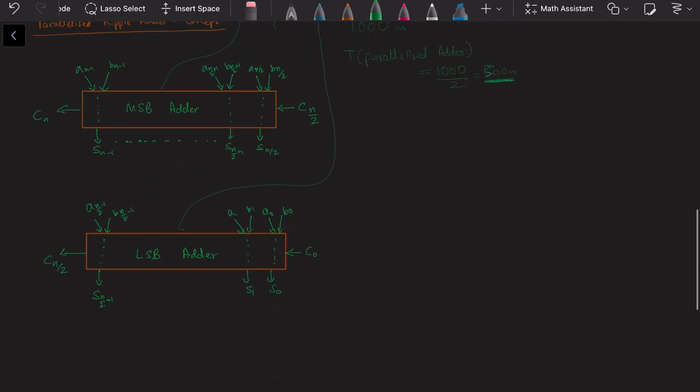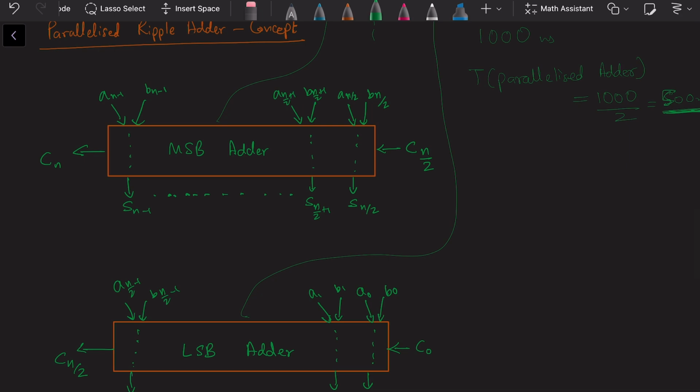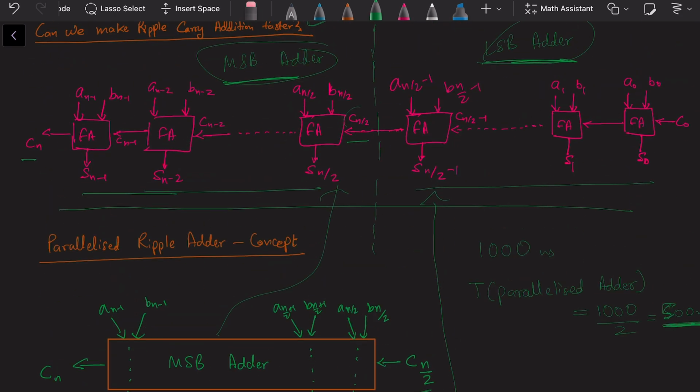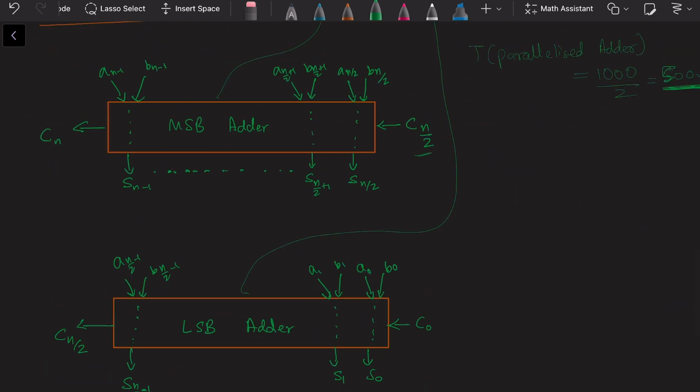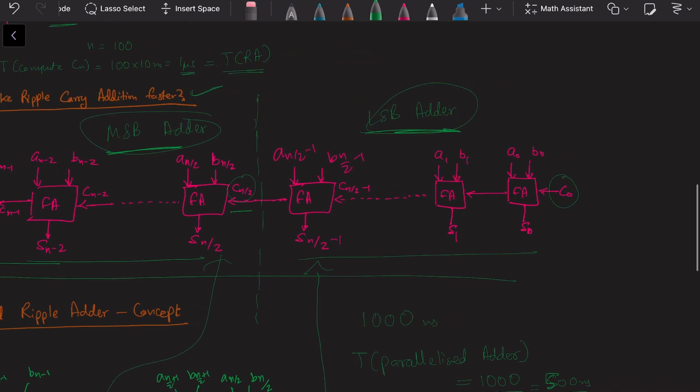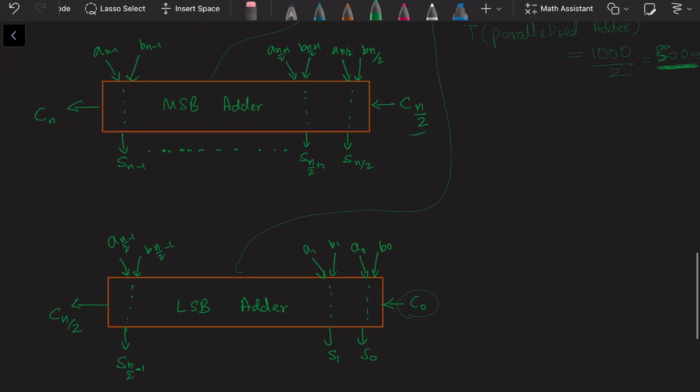So you can see that this MSB adder is getting Cn/2 as its input, just like here, Cn/2 is the input of the MSB adder. And the LSB adder is getting C0 as its input, which is the input over here. And there are other inputs which are A0, B0, A1, B1, all the way to A(n/2-1), B(n/2-1), which is what I've shown here as well, right?